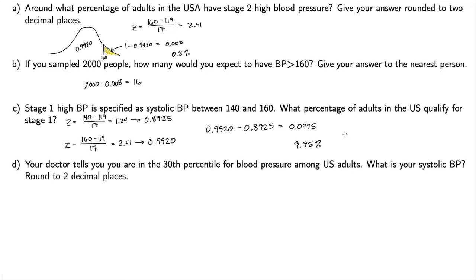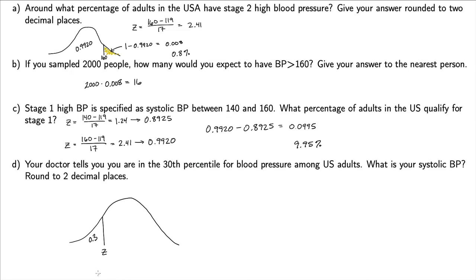And then finally for part D, your doctor tells you you are in the 30th percentile for blood pressure among US adults. What is your systolic blood pressure? So this is going backwards from what we've been doing. We actually know the percentile. 30th percentile means that the area to the left is 30%, or 0.3. We don't know this value, so that z-score we're going to find.